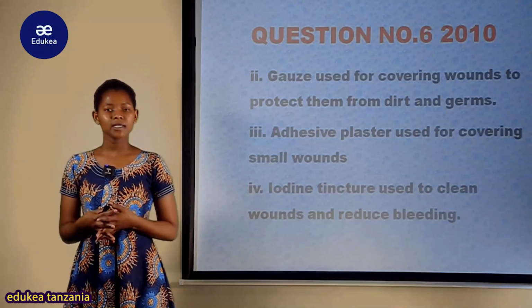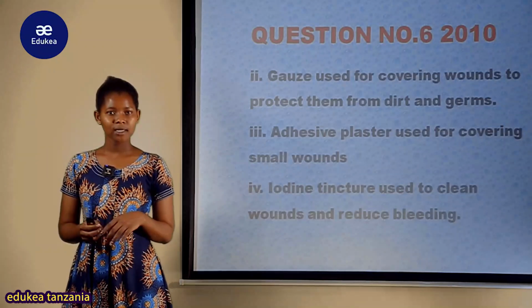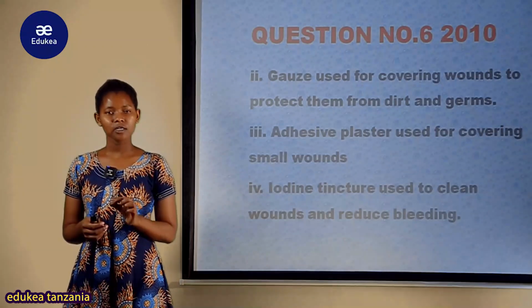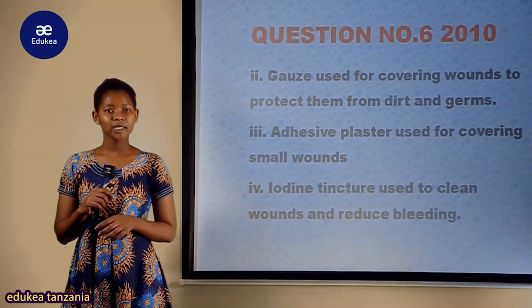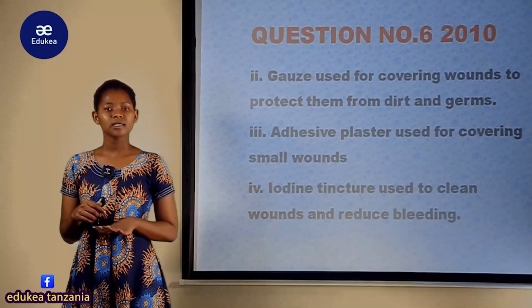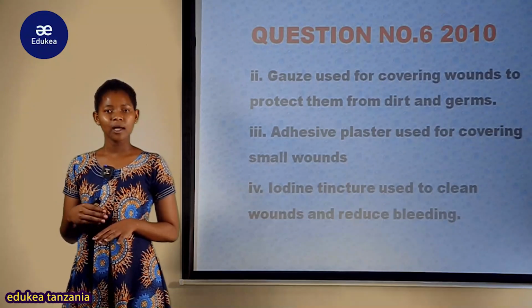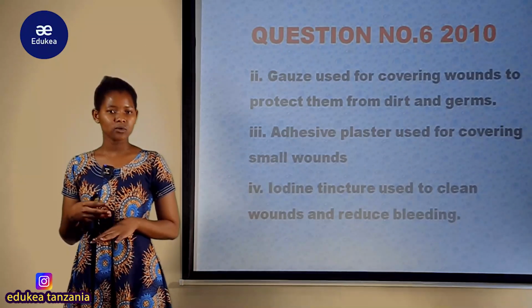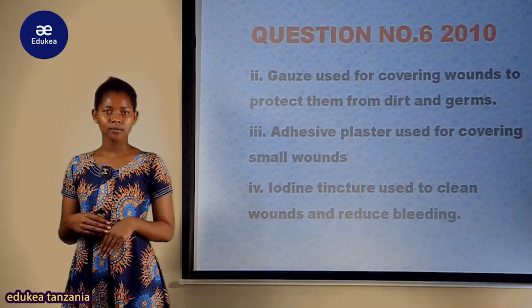Iodine tincture inafanya kazi kama spirit, inatumika katika kusafishia kidonda. Kwa nini itumike kusafishia kidonda? Ni kwa malengo makuu mawili: kwenda ku-stop bleeding, kukata damu isiendelee kutoka, na pia inafanya kazi nyingine ya kusaidia kuua wale microorganisms ambao walikuwa present kwenye kidonda, na pia wengine watashindwa kuathiri kidonda.